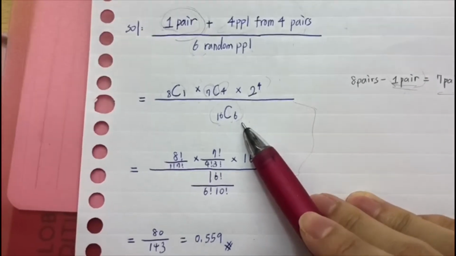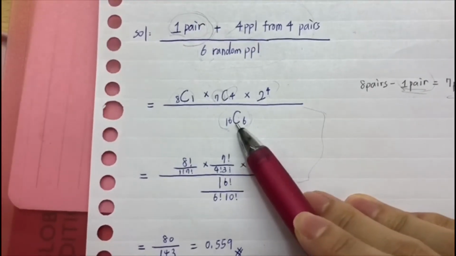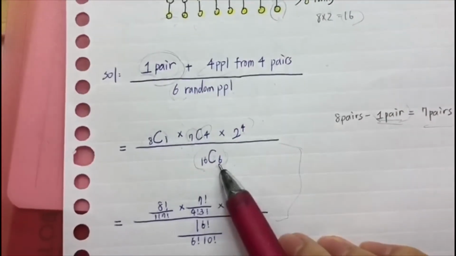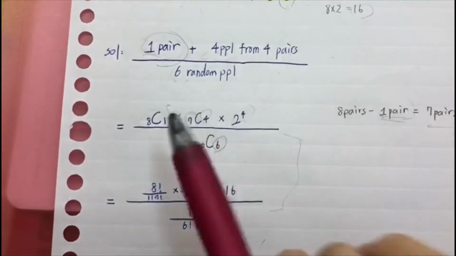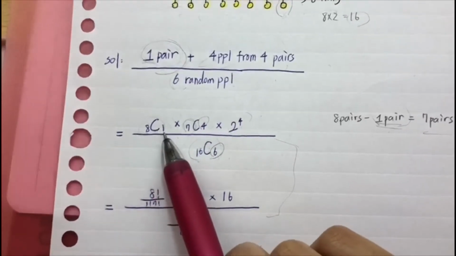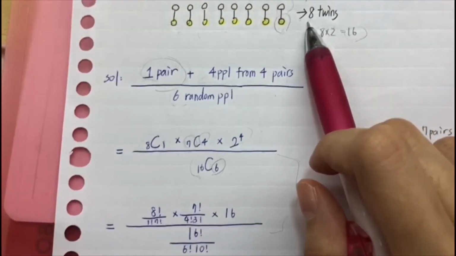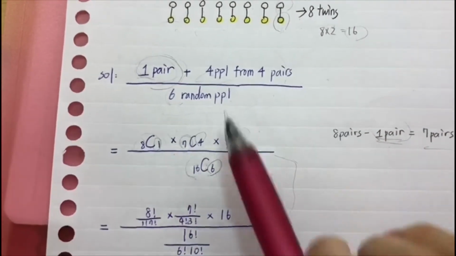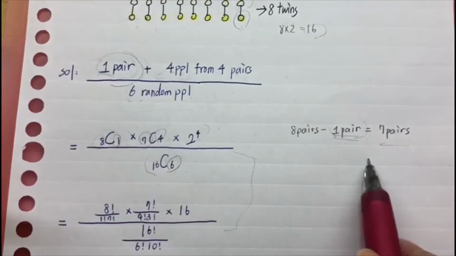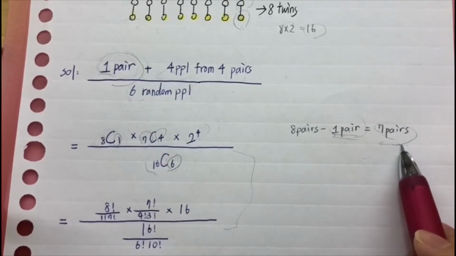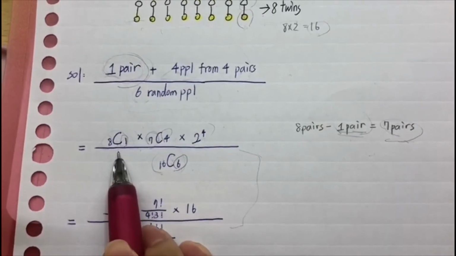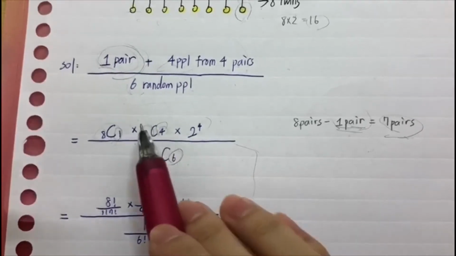If we want to select 6 random people, we have to write 16C6 because there are 16 people from the 8 pairs of twins, and the 6 are the ones we want to select randomly. The 1 matching pair of twin brothers will be 8C1 because there are 8 pairs of twin brothers, and we want to select 1. For the 4 people from 4 different pairs of twin brothers, there are only 7 pairs left because 1 pair is already selected as the matching pair. So we have to select 4 from the 7 pairs.